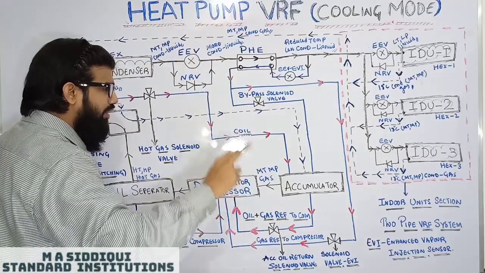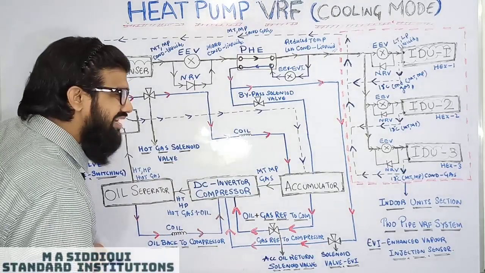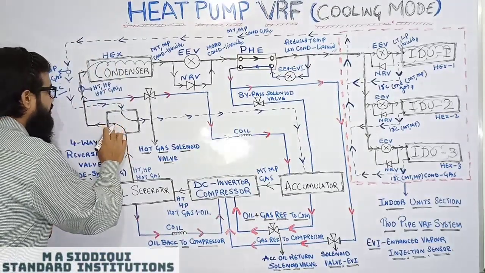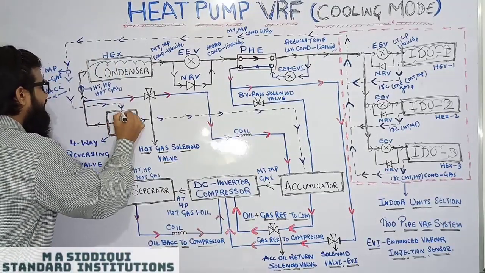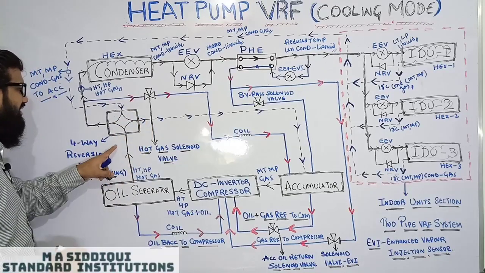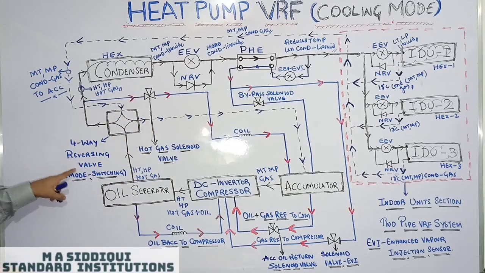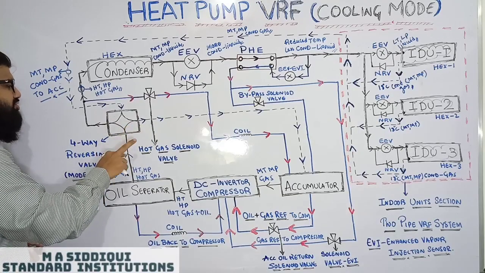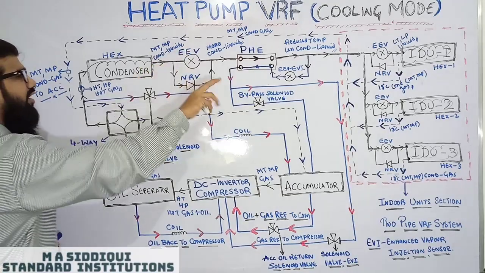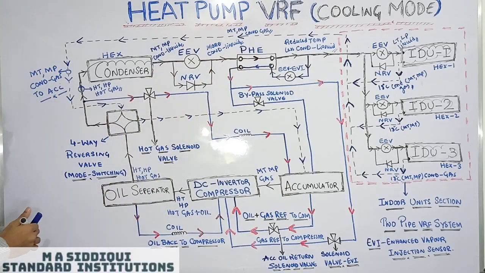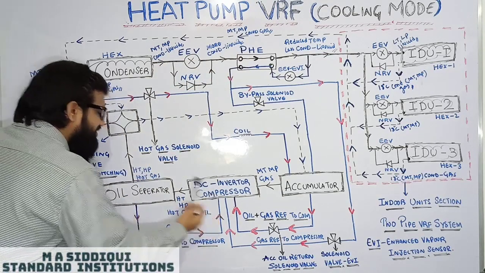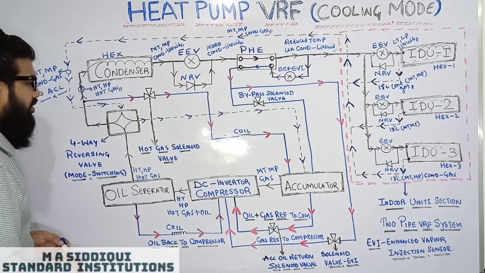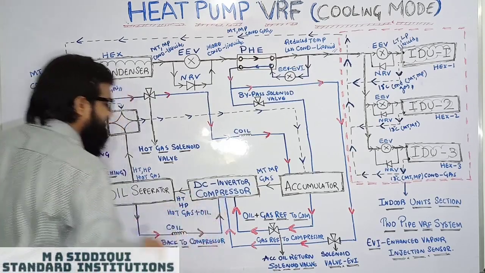See, cooling or heating is done with the help of your four-way reversing valve. This valve will carry out the switching of modes, cooling or heating. So we'll start with our refrigeration cycle. I'll start with the DC inverter compressor.